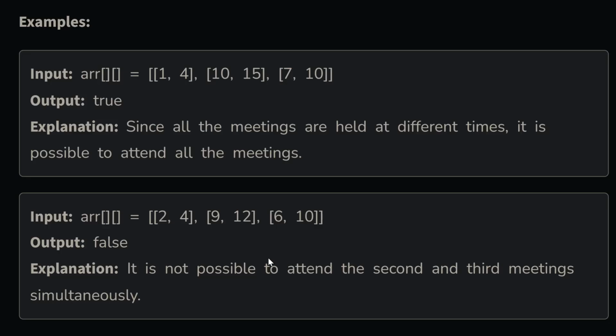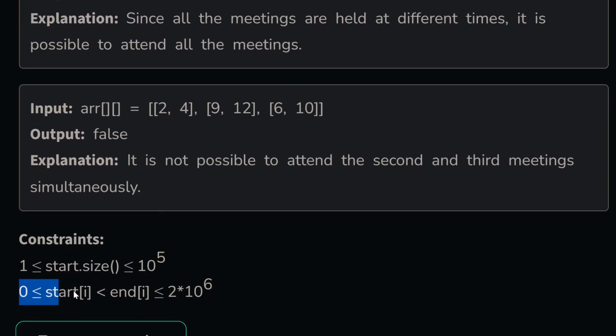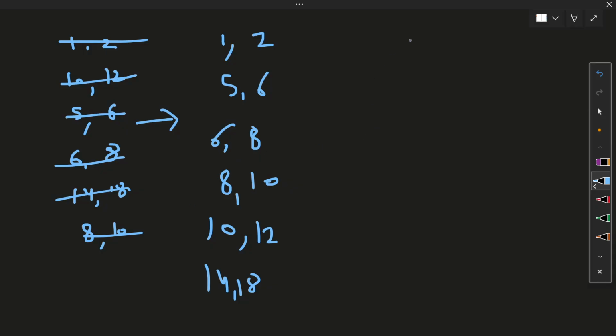One thing is, in the constraint, the starting and ending time minimum value is 0. So for initialization, I will take a value of -1. I have a value called previous. It represents the previous meeting's ending time. The person has not attended any meeting, so its value is -1. Can he attend this meeting? Is this 0th value greater than the previous ending time? Yes, he can attend this meeting, and this meeting will end on 2. So I will store 2 here.